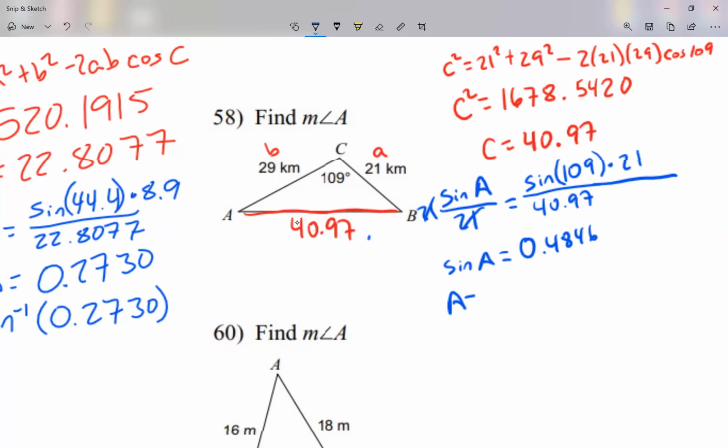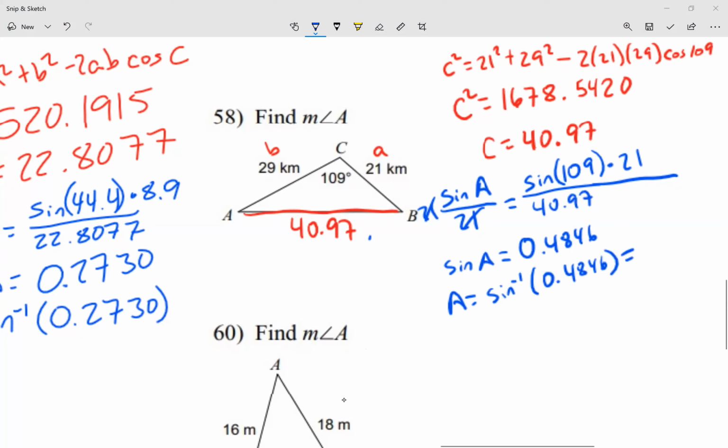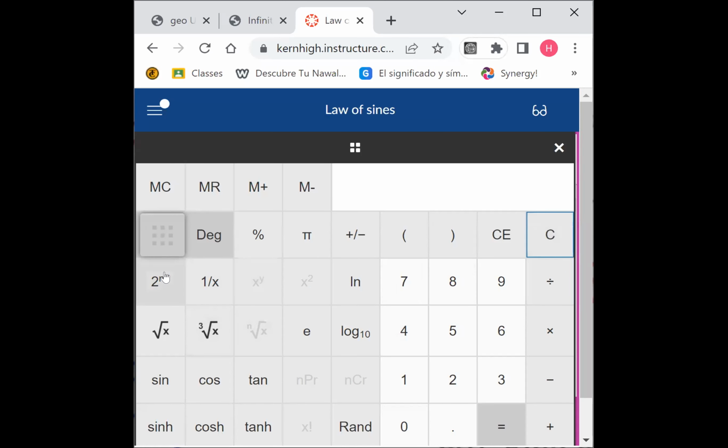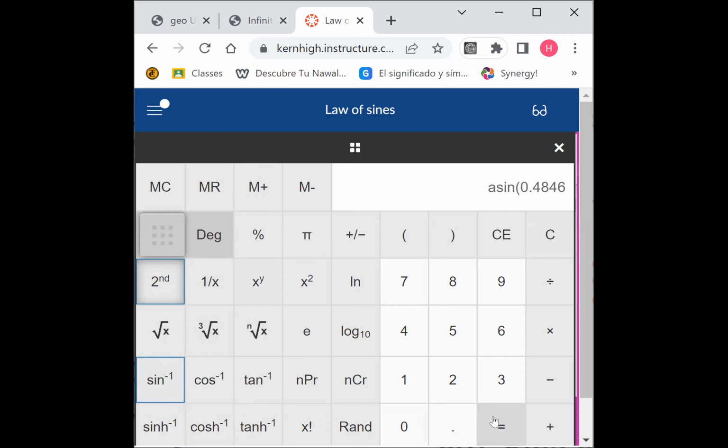So angle A is the sine inverse of 0.4846, which is equal to sine inverse of 0.4846, 28.98. So the 8 pushes the 9 up, so 29.0.